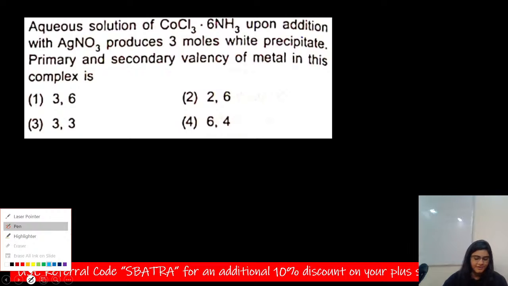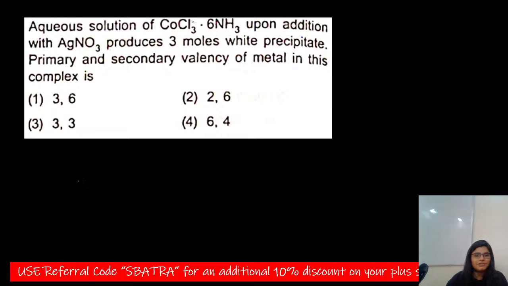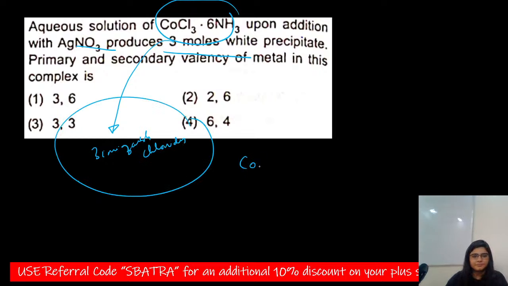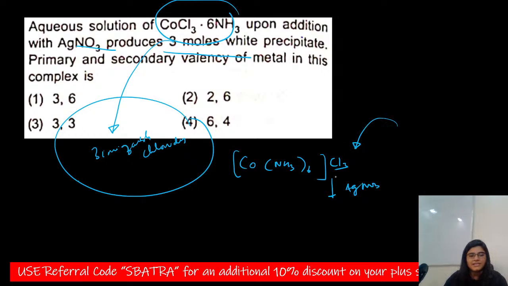Okay, great. The question is: an aqueous solution of this complex upon addition of AgNO3 produces 3 moles of white precipitate. That means we have 3 ionizable chlorides. So the compound formula will be Co(NH3)6 connected with 3 chloride ions. If I add AgNO3 to this compound, it will react with these ionizable chlorides and give us 3 moles of AgCl, silver chloride, and the precipitate color is white.